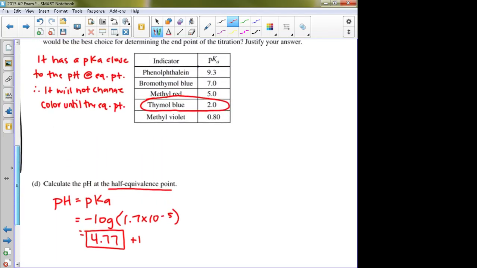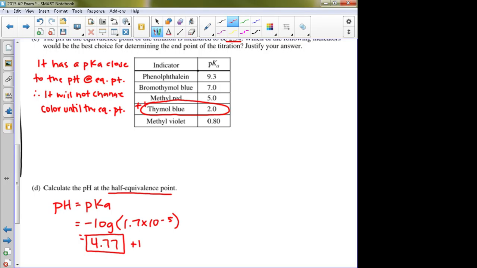Oh, by the way, in this problem up here, you got 1 point for the correct indicator and 1 point for the justification.